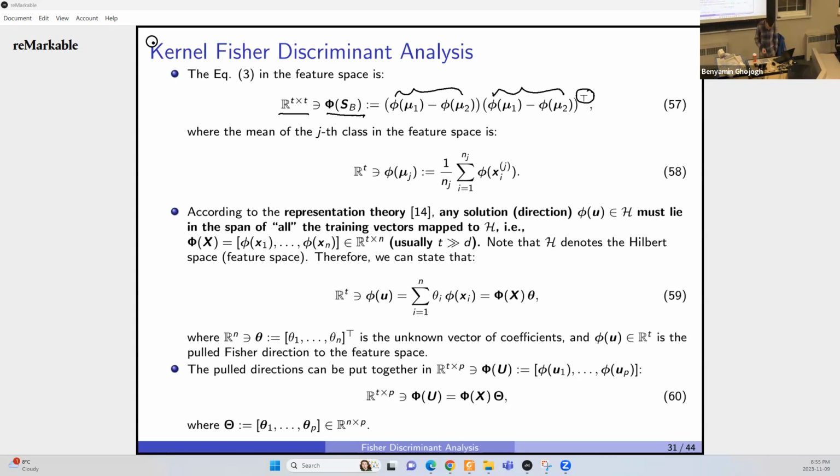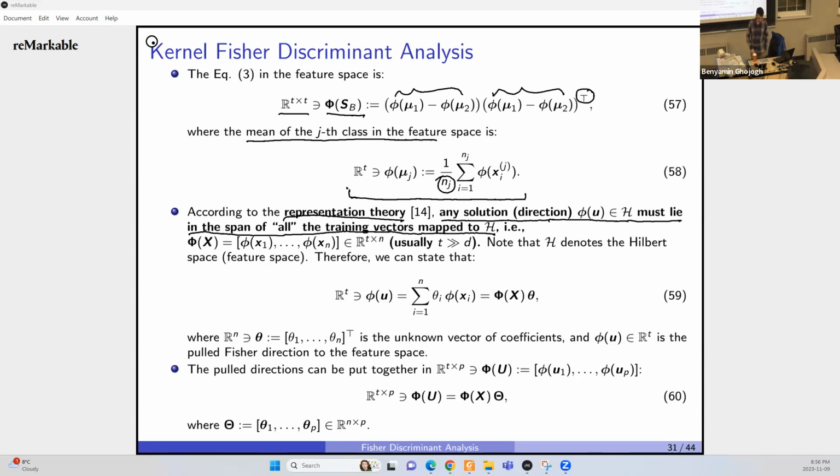So the mean of the jth class in the feature space becomes this. Phi of mu_j is the mean of the pooled data in the feature space. n_j is the cardinality of the jth class. Now, here it is important. According to representation theory, that's a field of mathematics, any solution or direction, because solutions were directions, right, u, now in the feature space phi of u, any solution direction must lie in the span of all the training vectors mapped to the feature space.